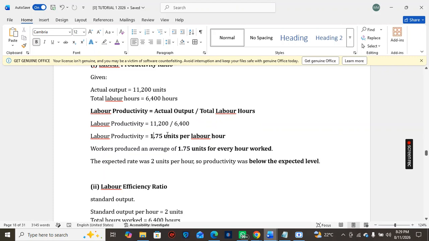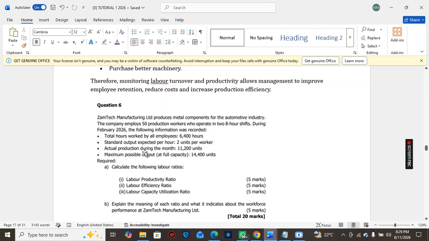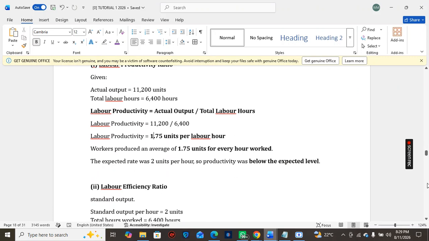And we can tell that they didn't do well because in our question they've told us the standard output expected per hour is 2 units. Now we are making 1.75, so we are below the standard. Any questions, colleagues, before we go to the labor efficiency ratio?